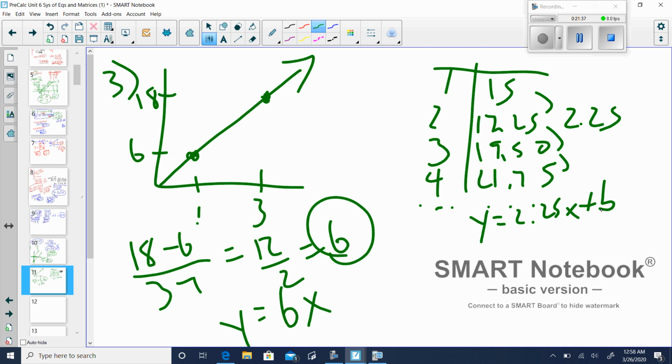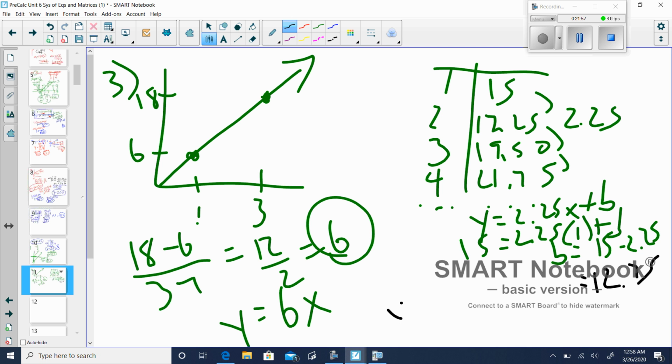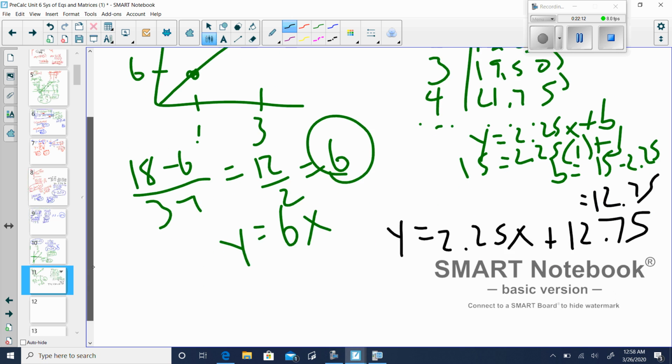How do we figure out the b? Let's just start simply, guys. Let's do (1, 1500). So b right here is equal to 1500 minus 225, which means b is equal to 1275. So we get that y equals 225x plus 1275. Boom. Right there.